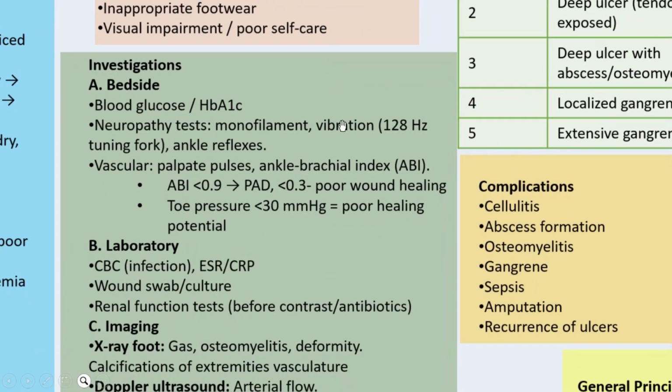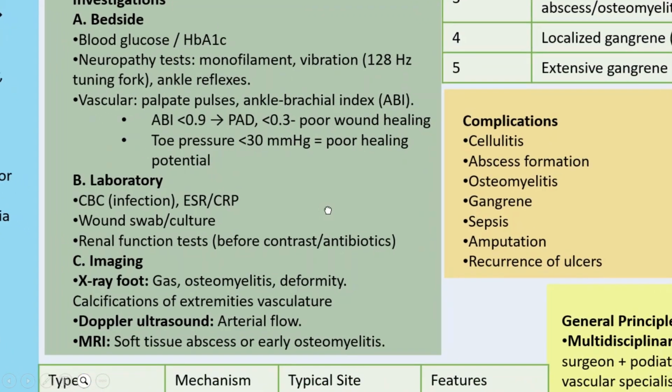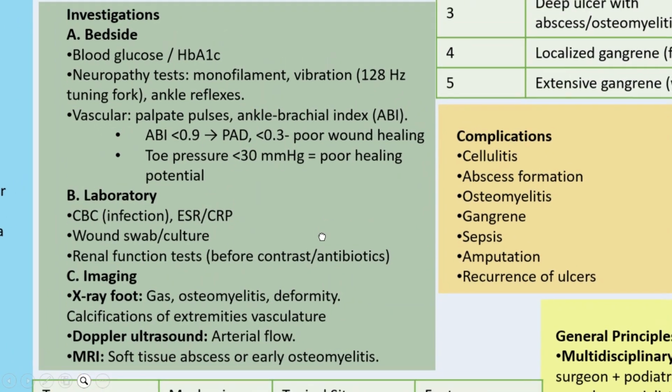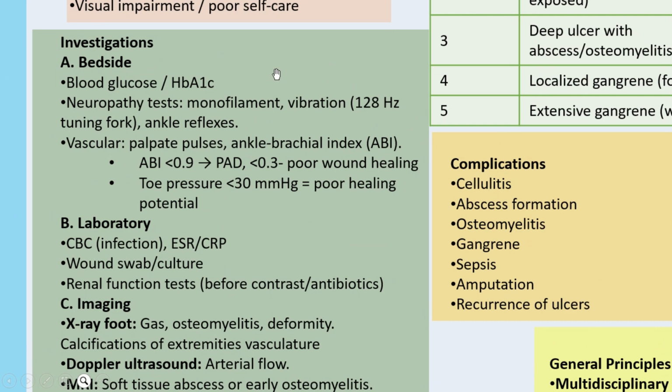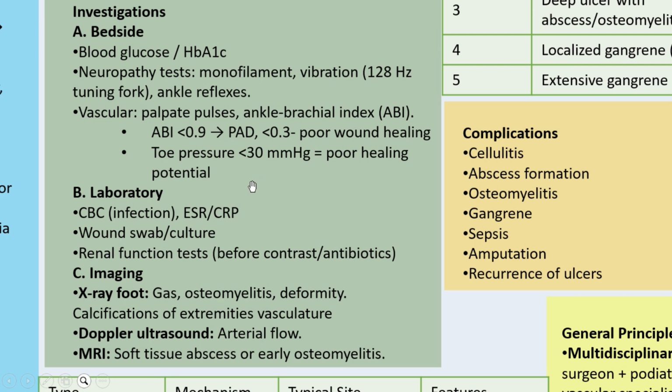So investigations we can do: at the bedside, we can do a blood glucose or the HbA1c. And this is very important because high HbA1cs have been associated with higher occurrences of diabetic foot and a higher risk of amputation. For the neuropathy tests, we want to use a monofilament to check for sensation. We want to test vibration using the tuning fork, that's the 128 Hz tuning fork, and also check for ankle reflexes. This is all assessing the nerves.